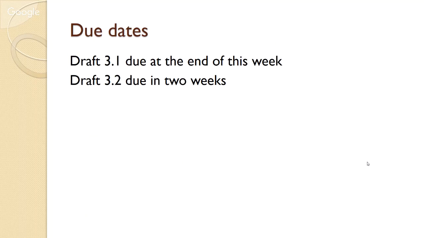Okay, so the due dates. The first draft of your editorial essay is due at the end of this week, and then the final draft will be due in 2 weeks. So for this first draft, you are now responsible for not just using punctuation and words correctly, but also sentence structure. That is going to be considered as part of the grading criteria. So if you have sentence errors, then that is going to affect your grade.